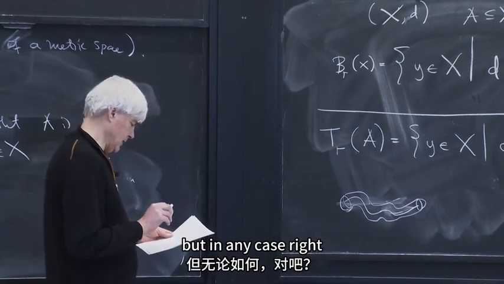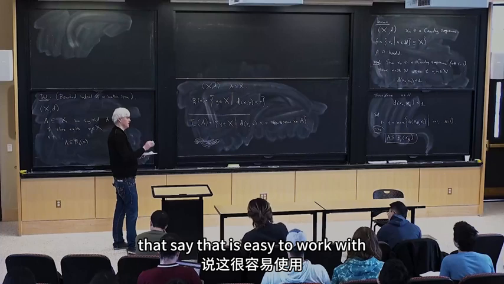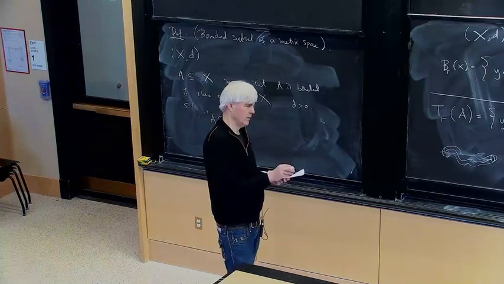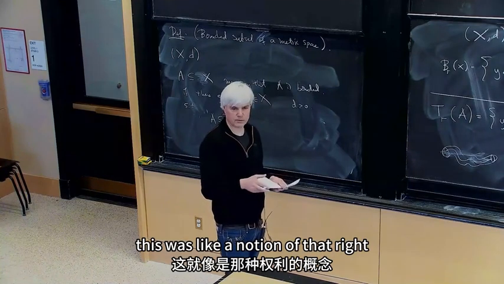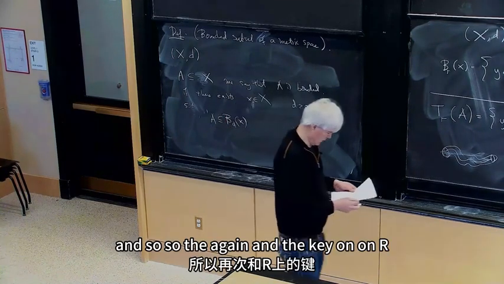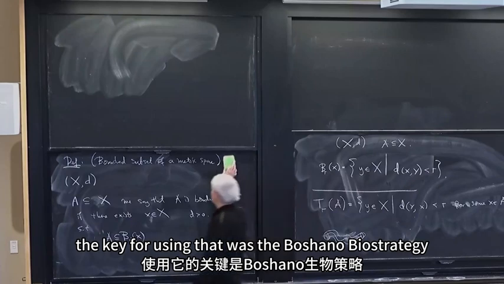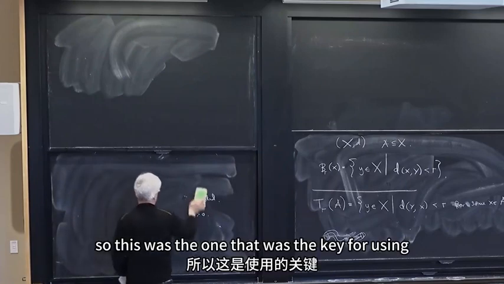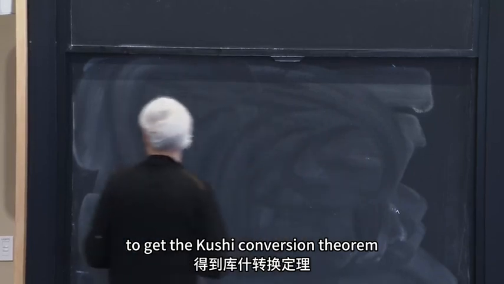In any case, it's very useful to have a criterion that is easy to work with, and that says that a sequence is converging without having to find the limit. And the Cauchy sequence was like a notion of that. The key on R for using that was the Bolzano-Weierstrass theorem. This was the key to get the Cauchy convergence theorem.